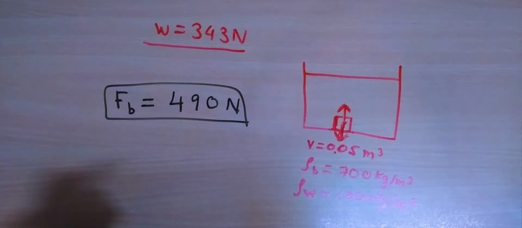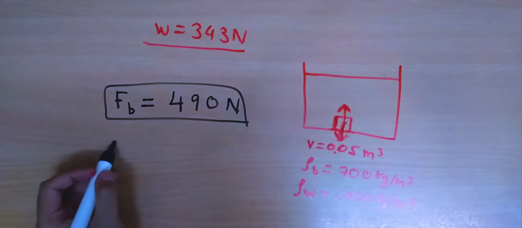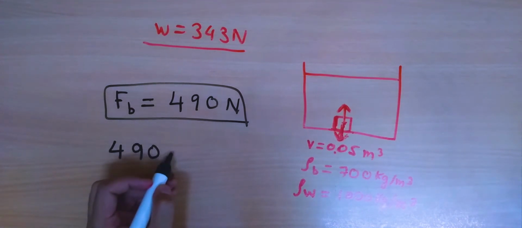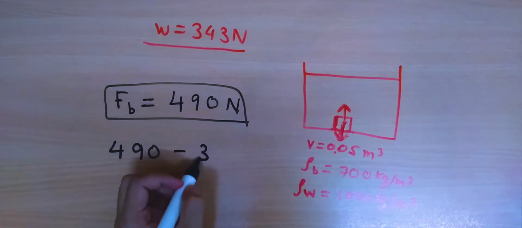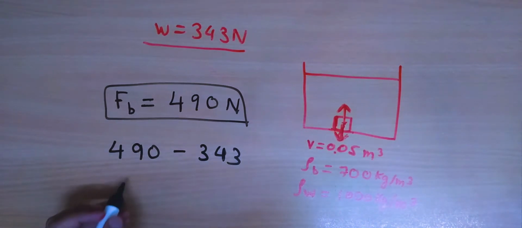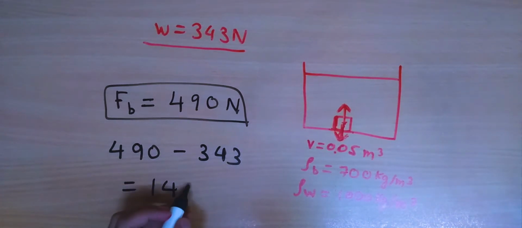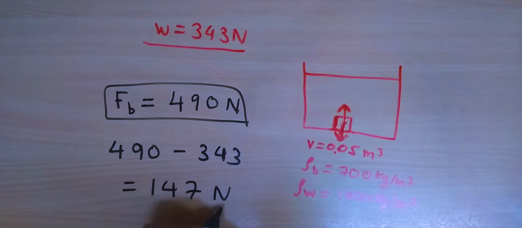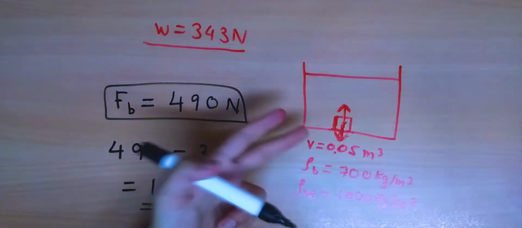And if I have to find the net force that pushes it upwards, we can simply subtract the smaller force, 343 newtons, from the larger force. So the difference here is 147 newtons, and this is the net force that acts on this object.